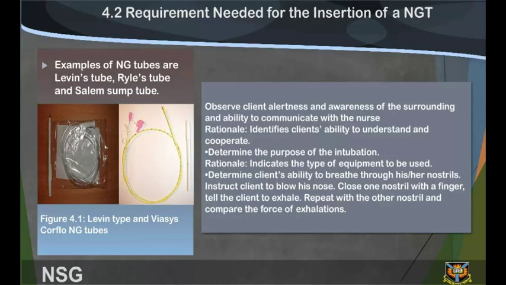Requirements needed for the insertion of the NGT. Examples of NG tubes are Levin's tube, Ryle's tube, and Salem-Sump tube. Observe client's alertness and awareness of the surrounding, and ability to communicate with the nurse. Identifies client's ability to understand and cooperate. Determine the purpose of the intubation.